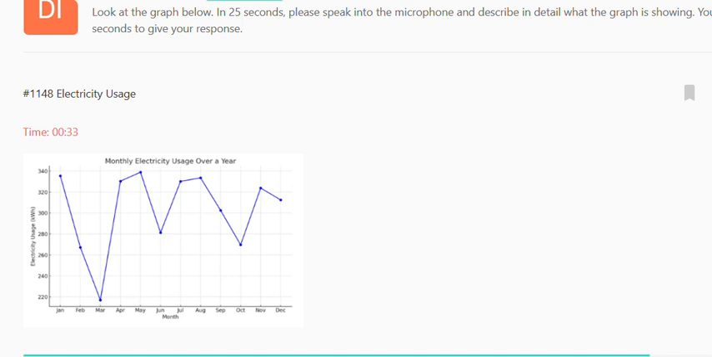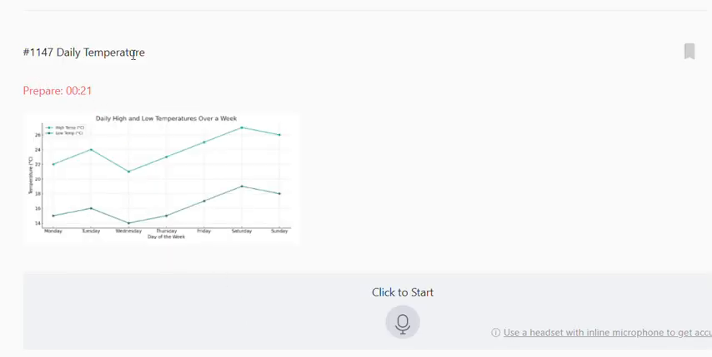Okay, moving to the next one. Daily high and low temperature over a week from Monday to Sunday. High temperature, low temperature. Okay. Highest high temperature was Saturday which is 26.